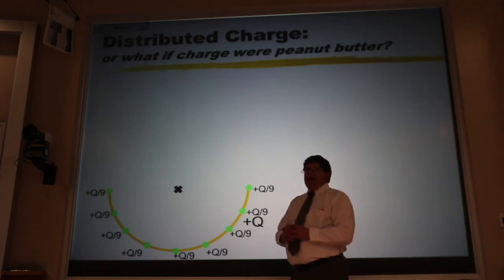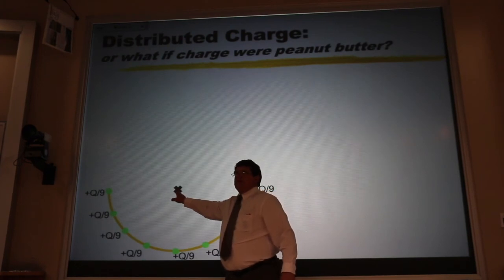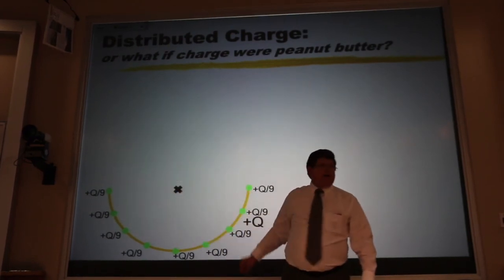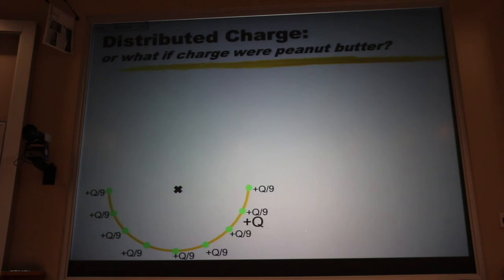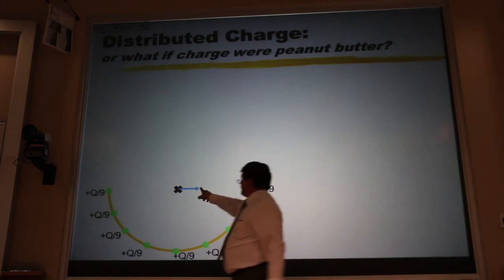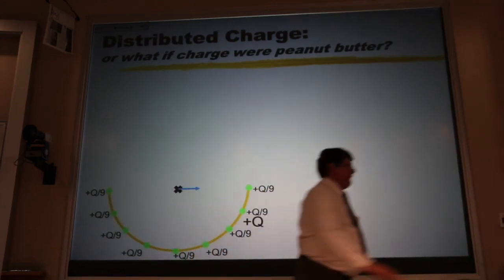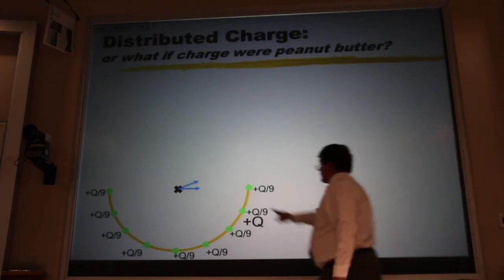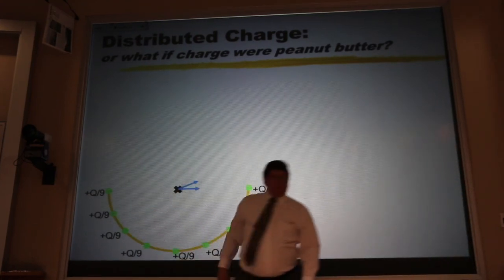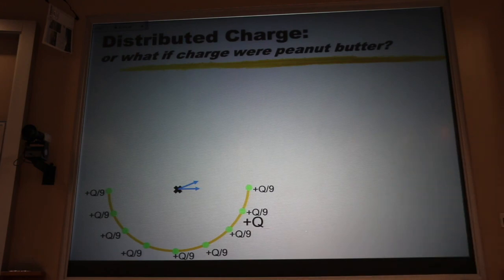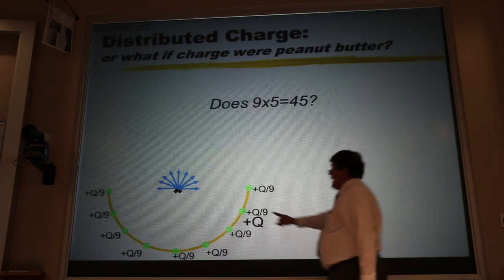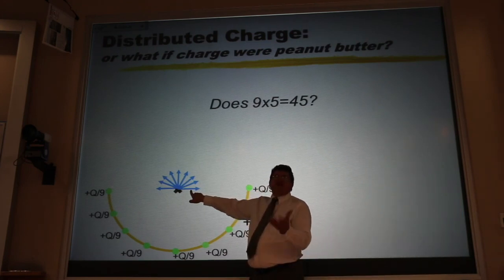Now, if I want the electric field at the X due to all of this charge, I just use superposition. That's the electric field due to that one. That's the electric field due to that one. As I move around the hemisphere, I get that contribution, that one. That one's due to the one at the bottom.